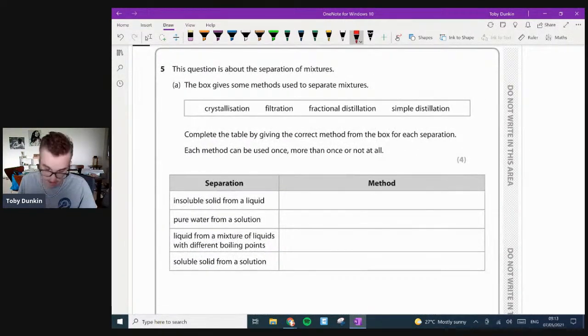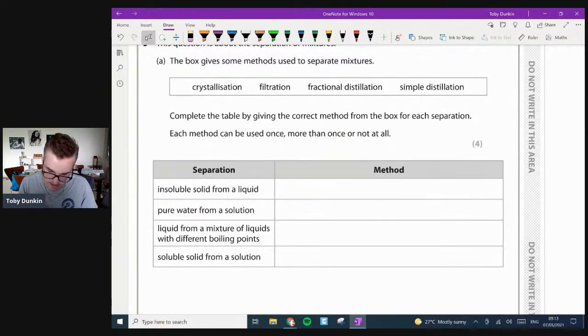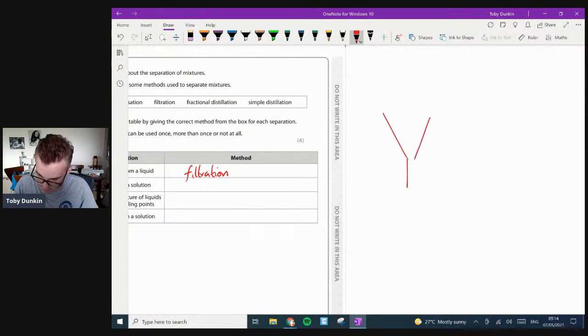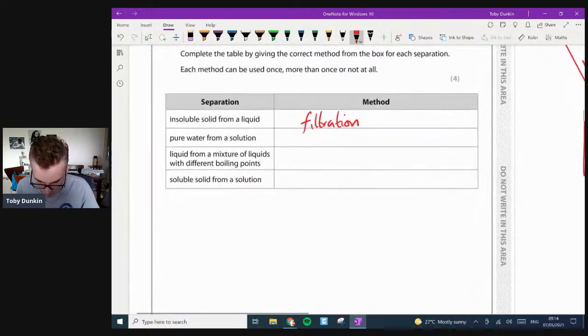Okay. This question is about separating mixtures. Really straightforward. Did this really early, like year 7, year 8. So crystallization, filtration, fractional distillation, and simple distillation. Separating an insoluble solid from a liquid. Well, that's easy. That's filtration. Nice and easy. Filtration, by the way, is very common for them to ask you to draw diagrams of these. Filter funnel, collecting beaker, filter paper. Just letting you know, very common.